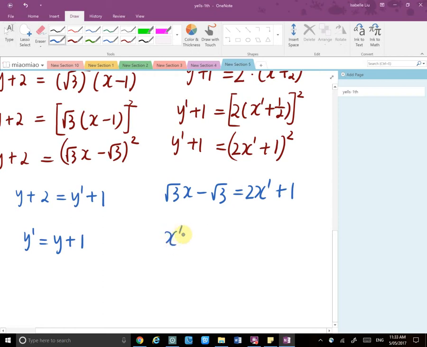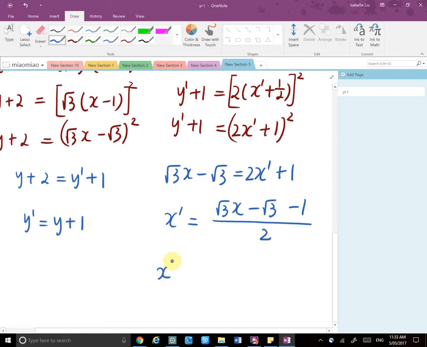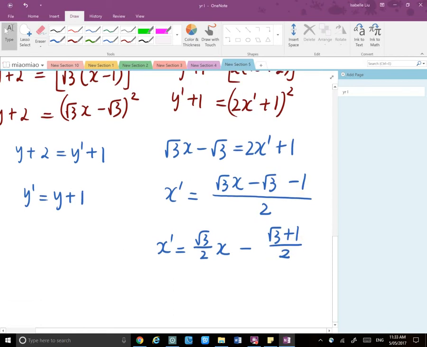Okay, x dash equals root 3x minus root 3 minus 1, then divide by 2. So x dash equals root 3 over 2 x minus (root 3 plus 1) over 2. That's a positive number. Subtracting a positive number means moving to the left by that many units.